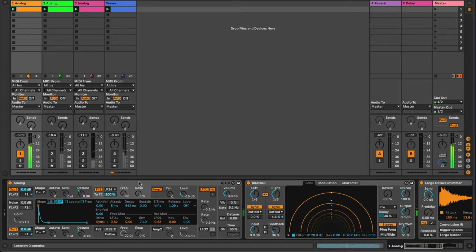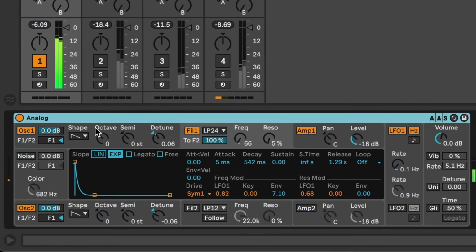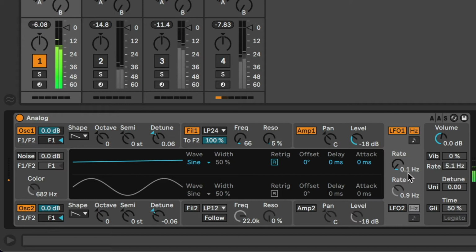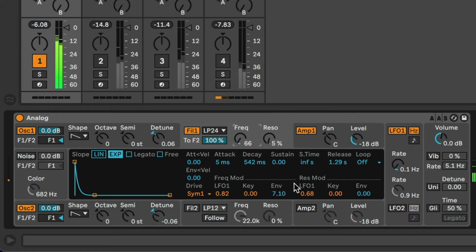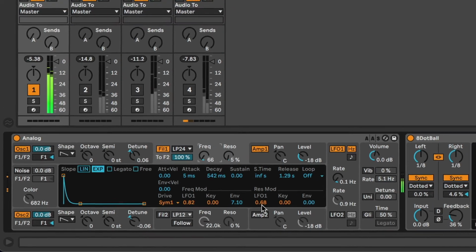Now if we look at the instrumentation, the way we've built this is we've taken an analog synth, doing sawtooth waves, slightly detuned. The filter frequency and the resonance, if we look at the LFO, is running really, really slow. The LFO is tweaking the filter a bit here, and the resonance as well. So you'll hear it rising and falling. That's it. This is just a drone.